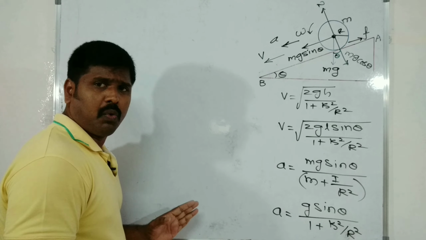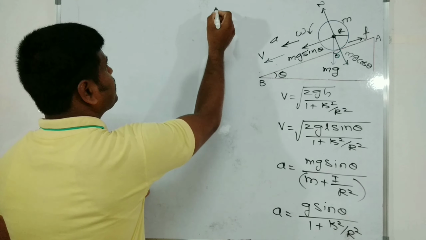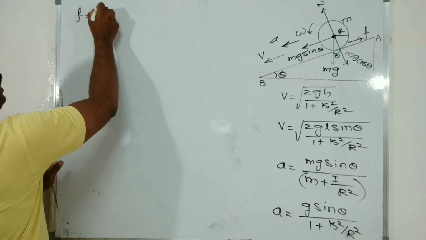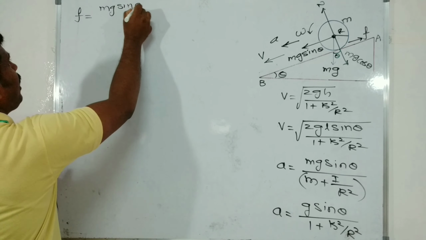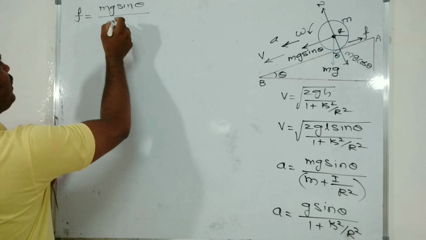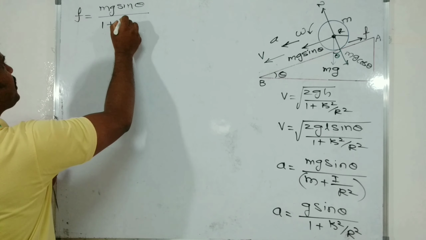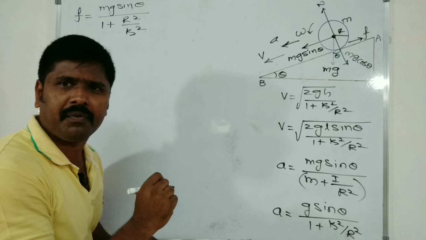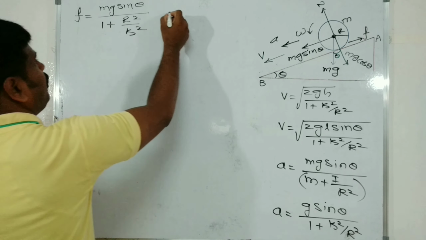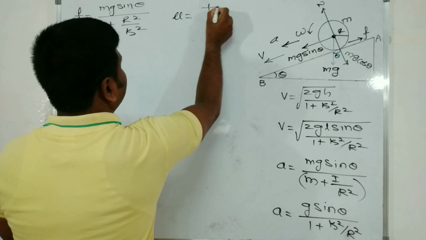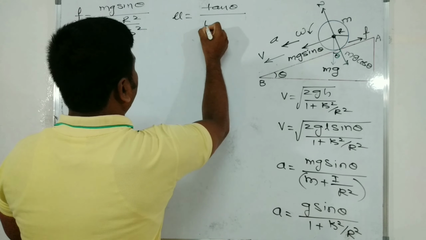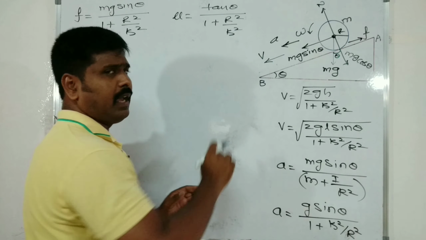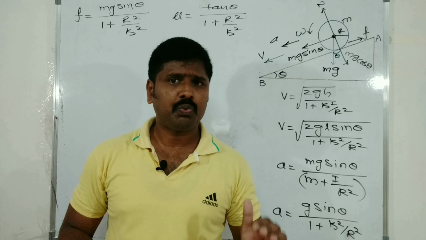Okay, and the frictional force formula. Here I am writing F, which is equal to mg sine theta divided by 1 plus r square divided by k square. Okay, and next coefficient of friction. So mu is equal to tan theta divided by 1 plus r square divided by k square. Proof we did yesterday. Please remember these formulas.